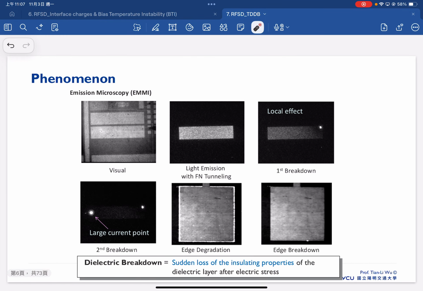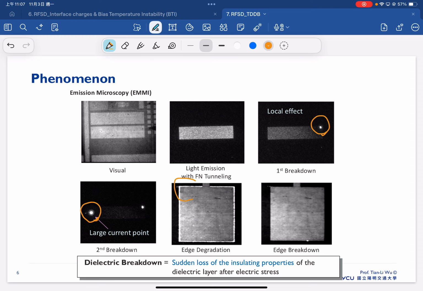So here are some of the phenomena very often seen in the real semiconductor device. We do this with emission microscopy. In the case of emission microscopy, once there is a time-dependent breakdown, once it has a breakdown characteristic, we see the bright spot here. We see this one, we see at the edge, we see here. This all indicates that there's a sudden high current going through, and high current going through this part means that this is a region where we have the dielectric hard breakdown here.